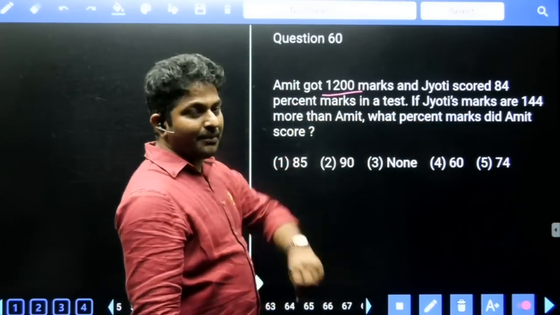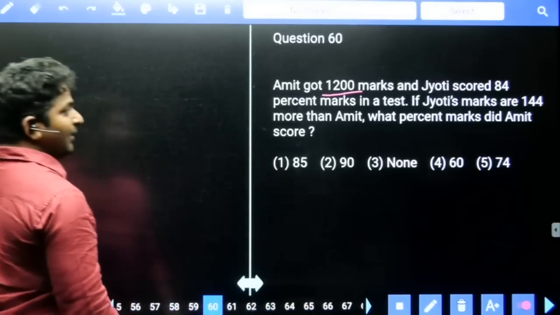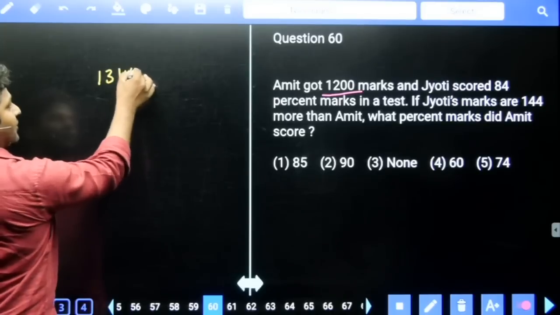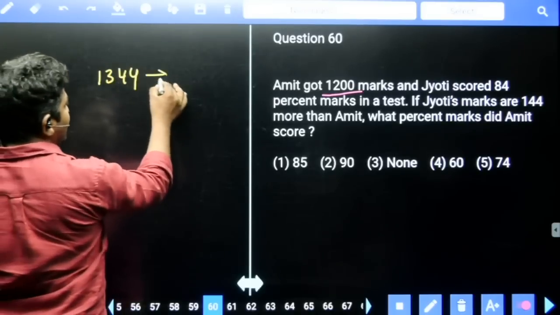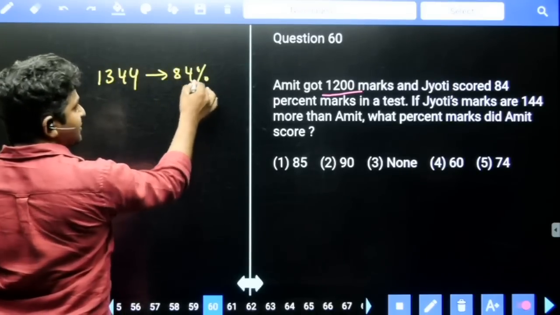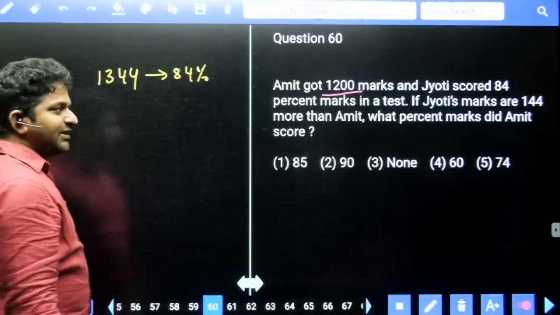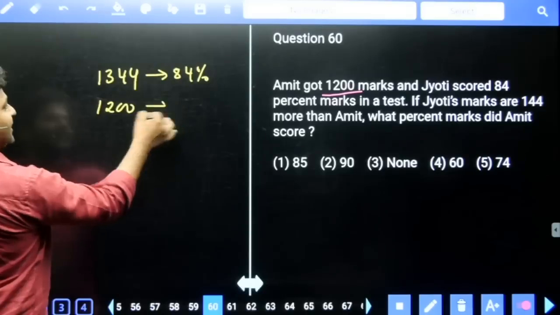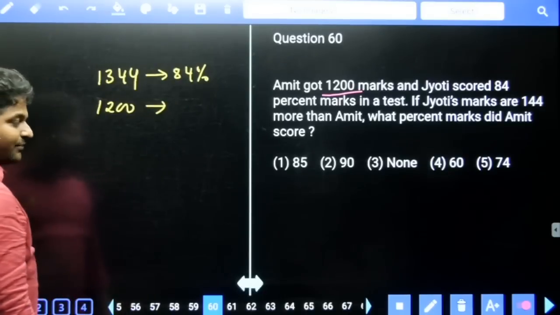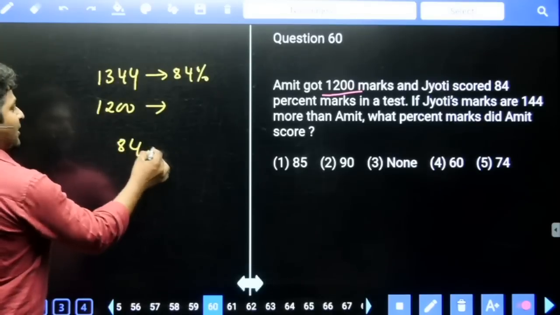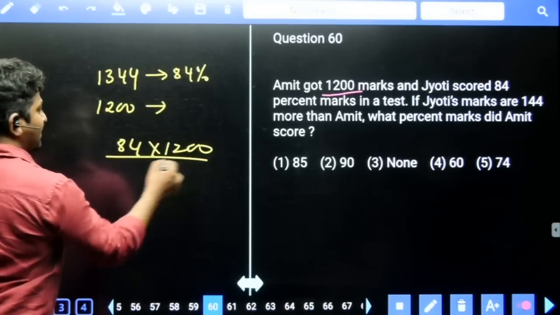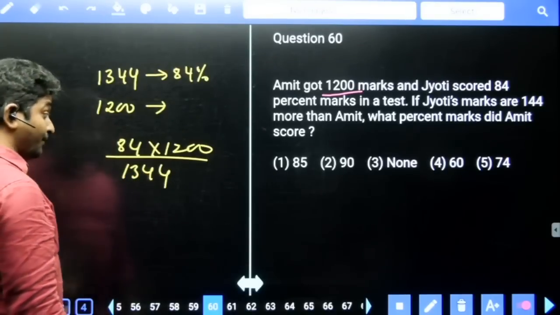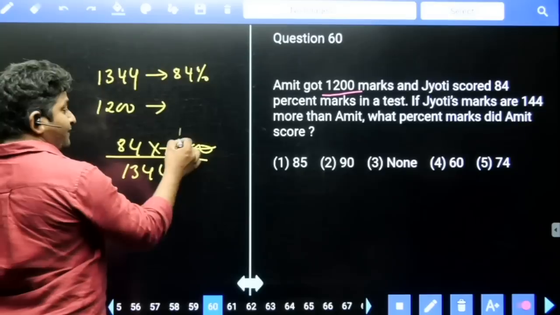If you know that Amit scored 1200, Jyoti scored 144 more than that, that is equal to 1344, which is equal to 84 percentage. And you're asked to calculate the percentage of marks obtained by Amit. Amit's score is 1200. For 1200, that is equal to what percentage? Now, from this, 84 into 1200 divided by 1344. Now, 1200 times here.